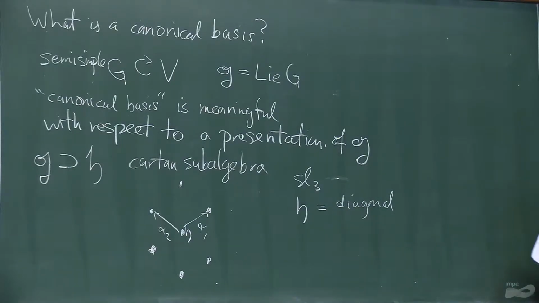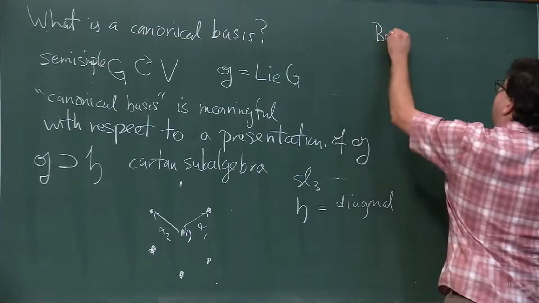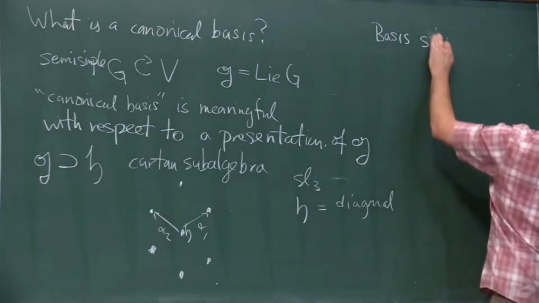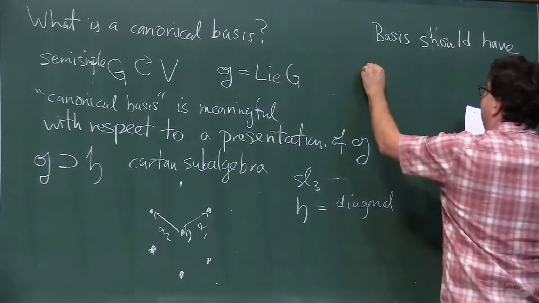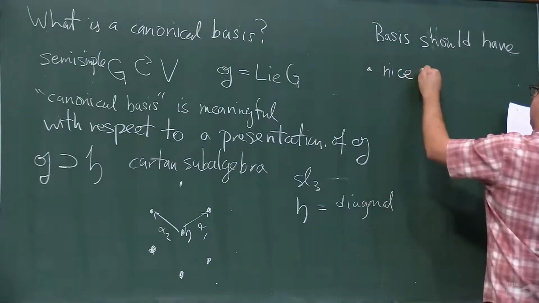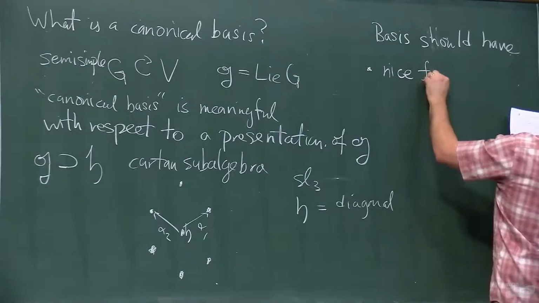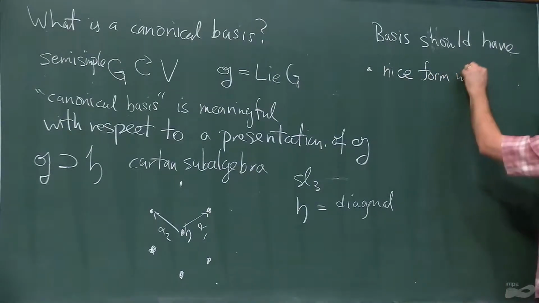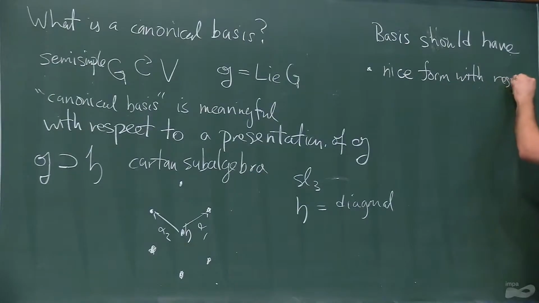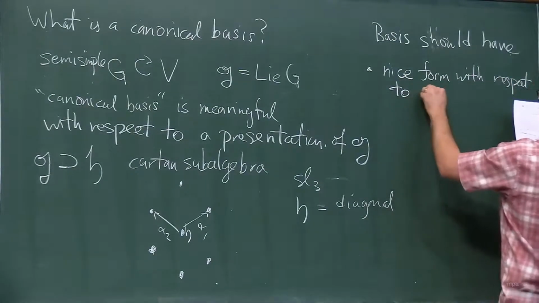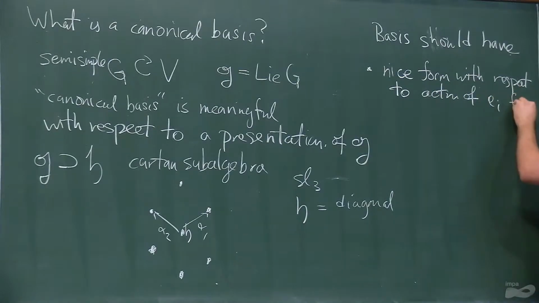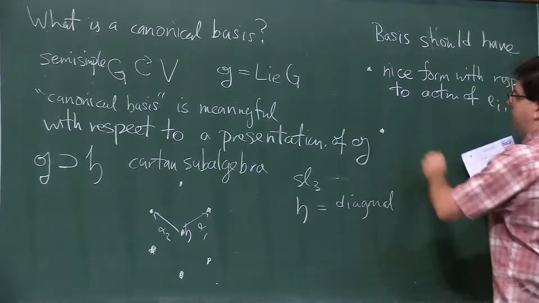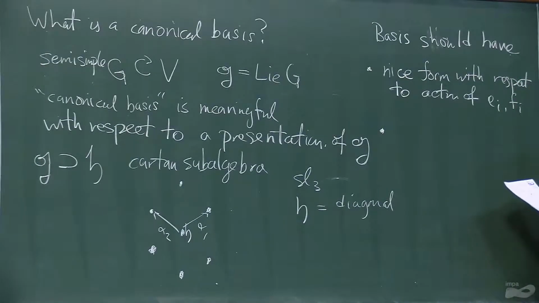And so the basis should have some kind of nice properties. Maybe I'll be a little bit vague here, but it should have some nice form with respect to the action of the e_i and f_i. It might be difficult to say what nice means. Another typical feature of these canonical bases in representation theory is that they have some geometric origin.